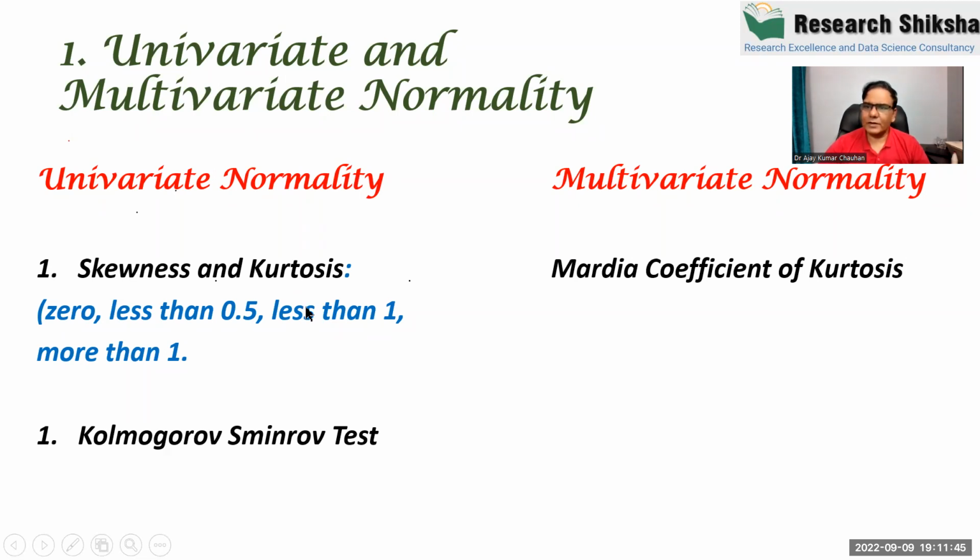And it is mentioned that the skewness and kurtosis are of 3 levels: 0, less than 0.5, less than 1, and more than 1. And there's a lot of confusion in skewness and kurtosis, because some scholars say to me that we have read in the books that the limits are plus minus 2. And in papers it is mentioned that plus minus 1. So what is the correct answer to that?